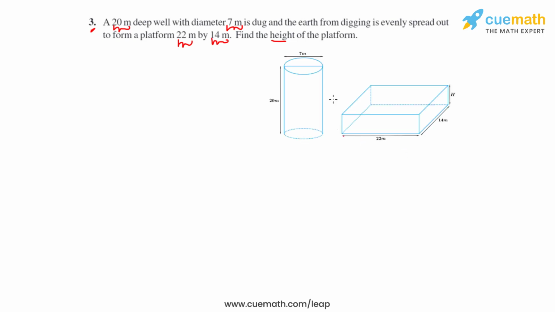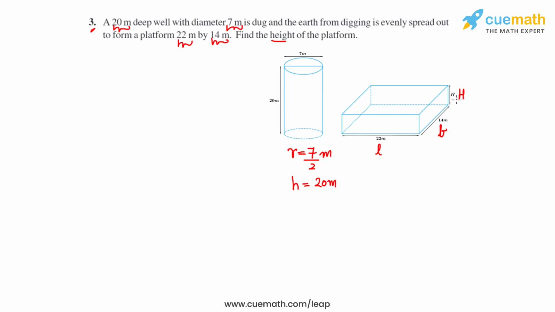This is how the figure of the question will look. The cylinder which is drawn here is the well, which has a diameter of 7 meters, so its radius will be equal to 7 by 2 meters, and its height, which is the depth, will be equal to 20 meters. Now the soil which is dug out from the well will be spread out evenly to form a platform in the shape of a cuboid with length 22 meters, breadth 14 meters, and height capital H, which we have to find.